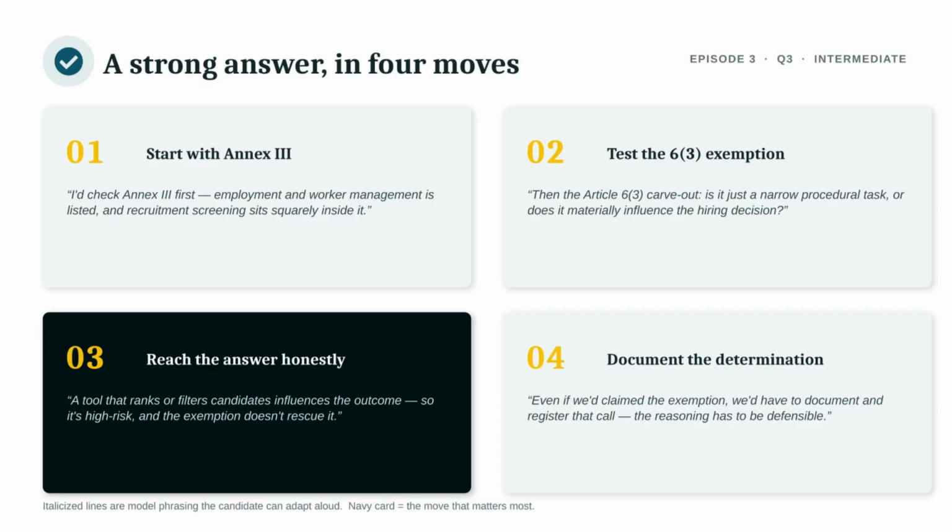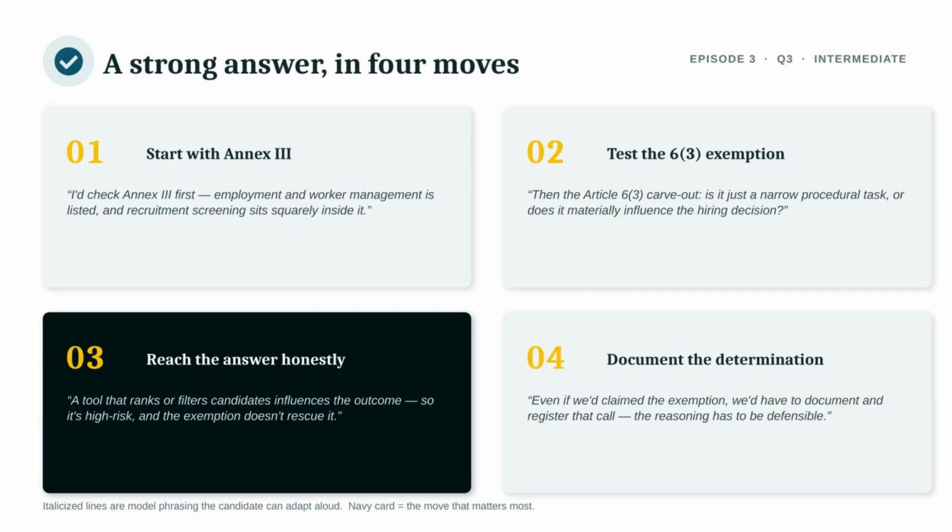Voiceover. I'd resist just labeling it and instead show the method. First, Annex 3, the list of standalone high-risk areas. Employment and worker management is on it, and that explicitly includes recruitment and the filtering of applications, so a CV screener starts inside the high-risk zone.